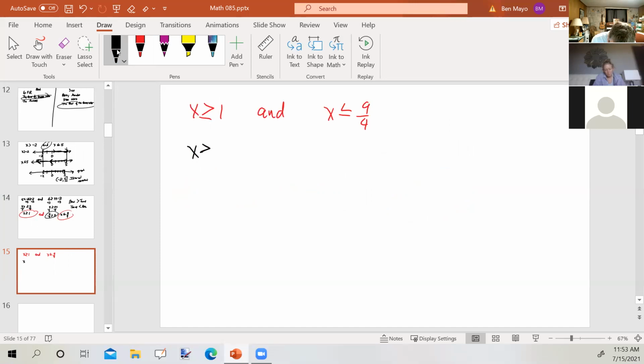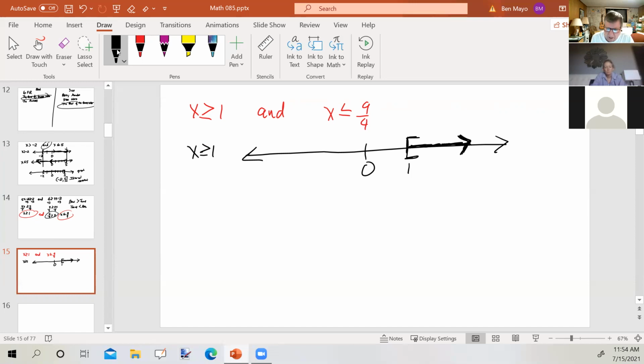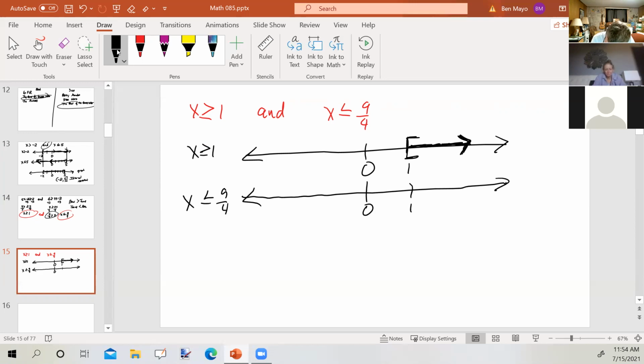So I'm going to graph x greater than or equal to 1. Greater than or equal to 1, we'd have a bracket at 1 with an arrow going to the right. Then x less than or equal to 9/4. 9/4 as a mixed number would be 2 1/4, so that's right about there. I've got a bracket there and an arrow going to the left. 9 divided by 4, 2 1/4.